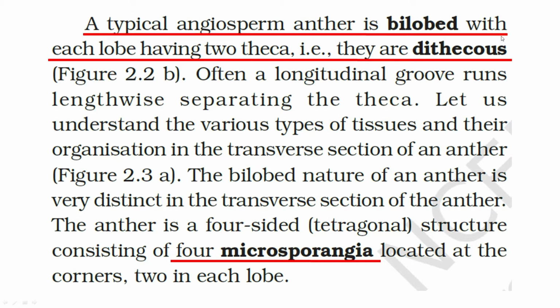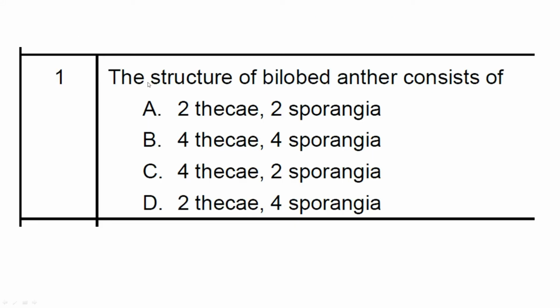What inference can we draw from this particular statement? It says that a typical angiosperm anther is bilobed, two lobes, and each lobe has got two theca. That means the angiosperm anther contains four theca. Two theca for each lobe, and there are two lobes in the anther. That means four theca and four microsporangia. Now, according to this particular paragraph, the correct option should be B.